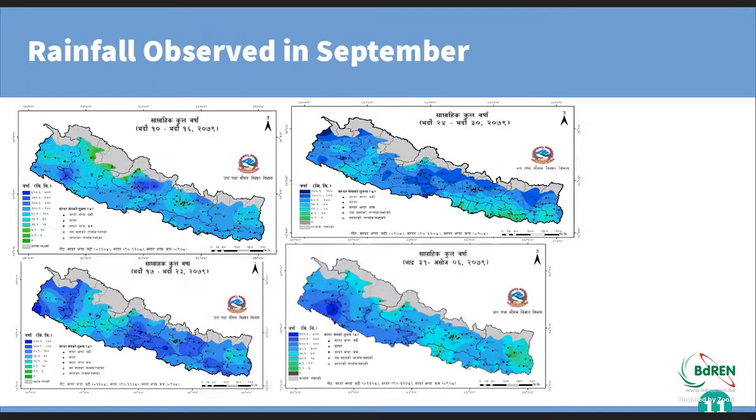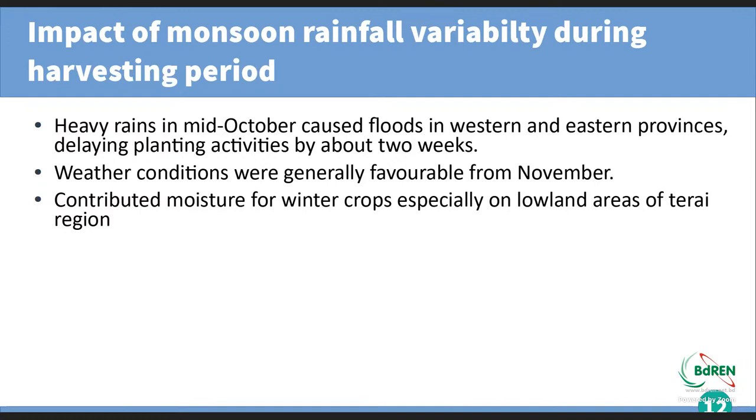Now, this is the rainfall observed in September. In some parts we received rainfall, but overall, because it was not continuous and there was a prolonged dry period, the rainfall was not favorable for us during this monsoon season. Regarding rainfall during the harvesting period, heavy rains in mid-October caused floods in the western and eastern provinces, which also delayed planting activities by 2 weeks. Weather conditions were generally favorable from November, and also contributed moisture for winter crops, especially in the lowland areas of the Tarai region.